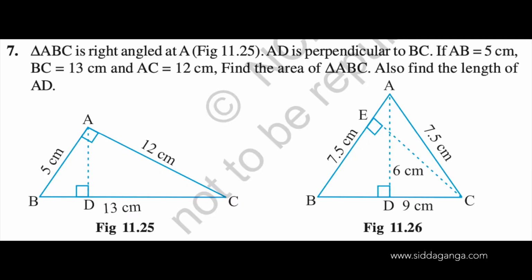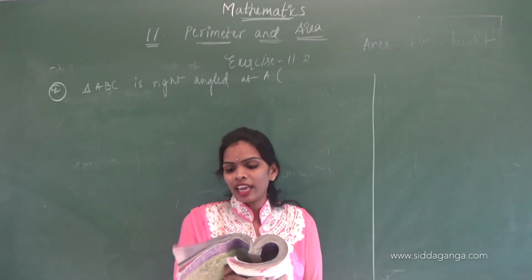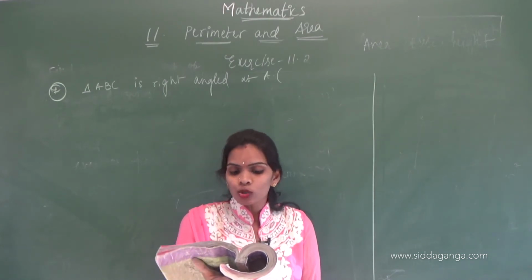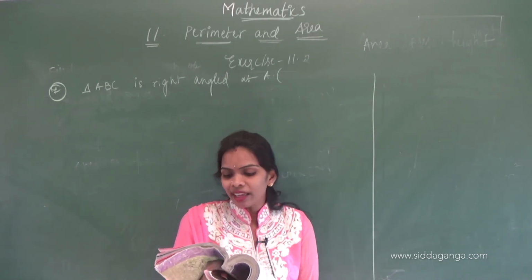Triangle ABC is right angled at A. AD is perpendicular to BC. If AB equals 5 centimeters, BC equals 13 centimeters and AC equals 12 centimeters, find the area of triangle ABC.